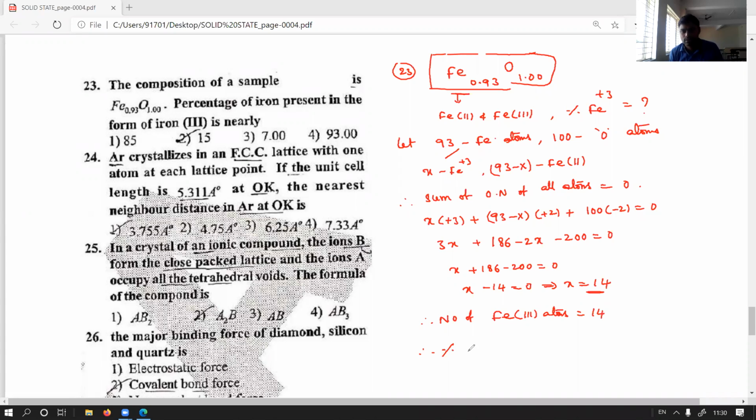Then the percentage of iron +3 is equal to 14 by total iron atoms, 93, into 100. Then we'll get approximately 15.05 percent, so the answer is 15. The same applies to the 28th question. In the 28th question, NiO is given, where nickel has +3 and +2 ions present, and they asked to find the percentage of nickel +3. So we have to calculate the 28th question by the same method.